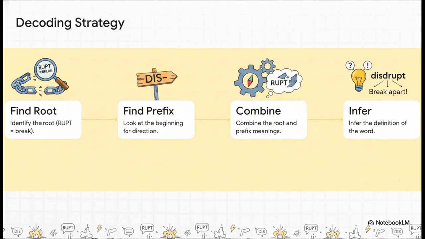Find the root. We already know rupt means break. Step 2. Find the prefix. Just look at the beginning of the word for that direction. Step 3. Combine them. And step 4. Infer the definition. So if you see the word disrupt, you know dis means apart, rupt means break, break apart. Bam, you just decoded the word. This is exactly how the champions think.